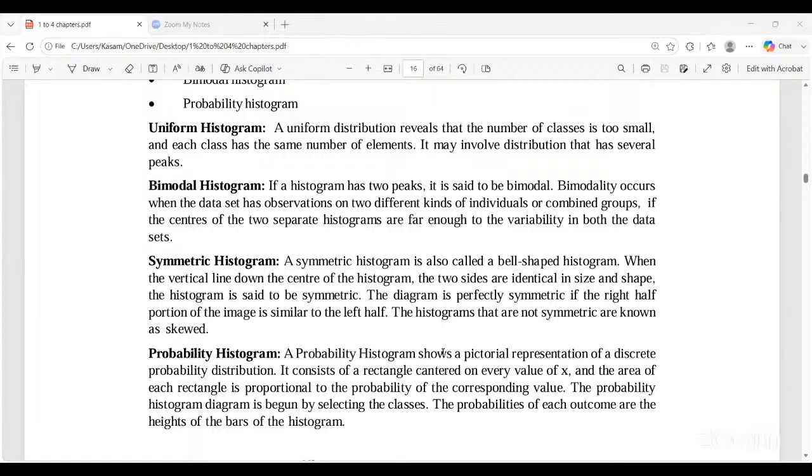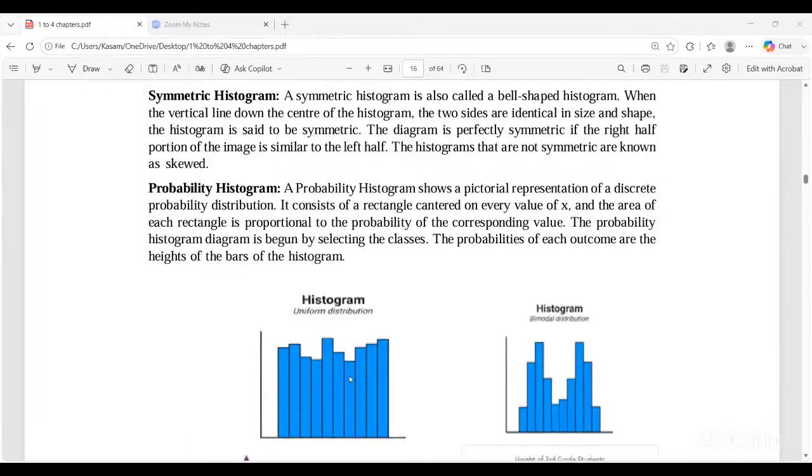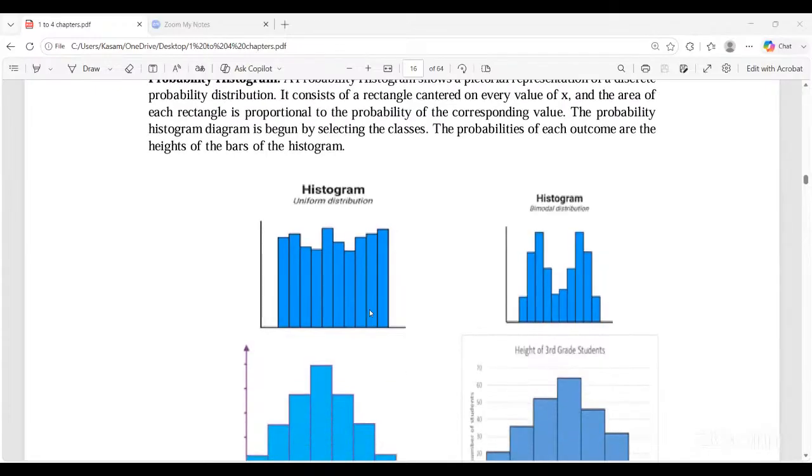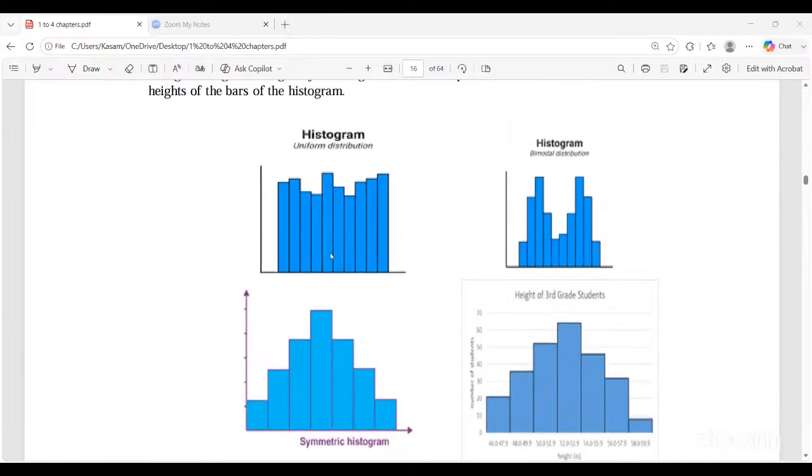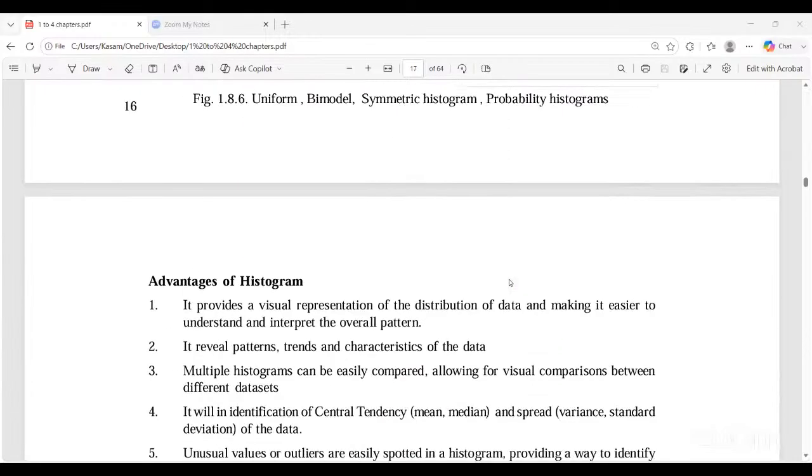Symmetry means equal. The bell-shaped histogram. When a vertical line down the center of the histogram divides it so the two sides are identical in size and shape, the histogram is said to be symmetric. So the diagram is perfectly symmetric, the right portion similar to the left, left to right similar ga untundi. The symmetric histogram, then probability histogram also. See here, histogram. See that histogram. Okay, symmetric is. చూసారా? ఇట్లా ఉంటుంది. సిమెట్రిక్ హిస్టోగ్రామ్ అయినా ప్రాబబిలిటీ హిస్టోగ్రామ్ అయినా this is probabilistic histogram.